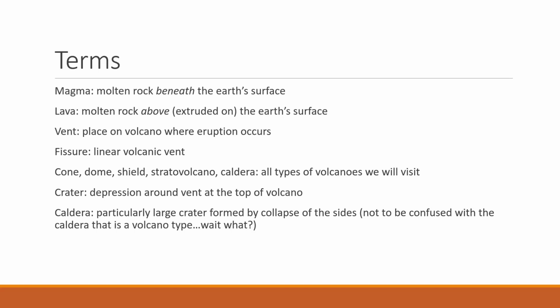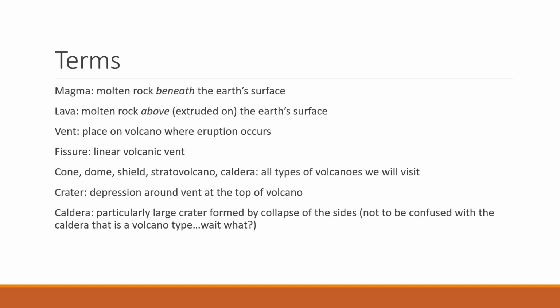So, volcanoes. I'm going to go over some of these terms again. We have seen some of these terms already, but I just want to have them out there for you. Magma, this is molten rock beneath the Earth's surface. Lava is molten rock above the Earth's surface. It's the exact same thing. They're both molten rock. It's just where is it located. A vent is a place on a volcano where the eruption will occur. So this is where the lava comes out.